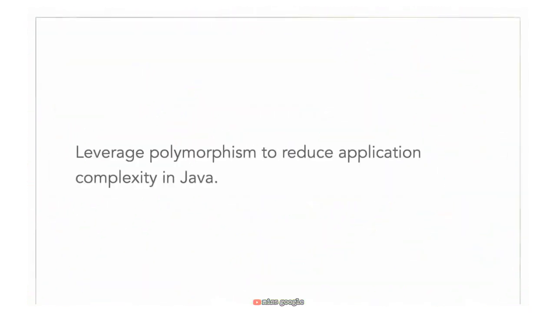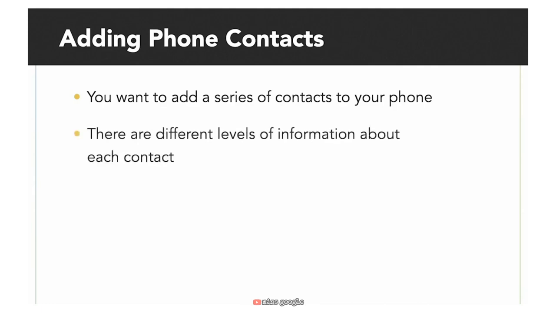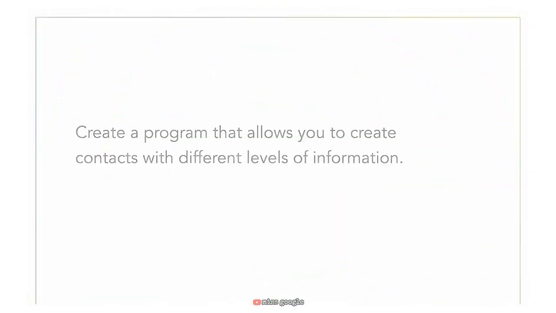Let's practice leveraging polymorphism in Java to reduce application complexity. Let's say you want to add a series of contacts to your phone. For some contacts, you have a name, phone number, and email. For others, you just have a name and phone number. There are also a few where you only have a name and an email address. In this challenge, you'll create a program that allows you to create contact instances in a variety of ways.